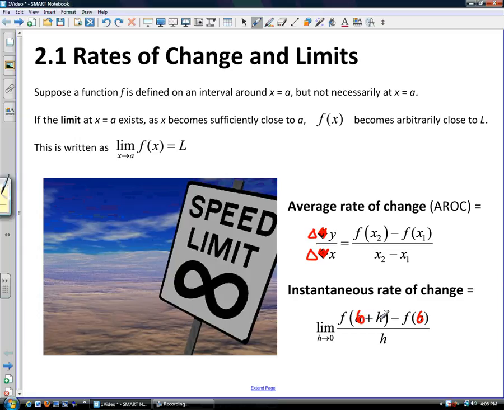And I'm using 6 plus h to represent the x value a little bit more than 6. So this is f of x2, which is our 6 plus h, minus x1, f of x1, which is f of 6, divided by, well, our change in time, which would be 6 plus h minus 6, and then the 6's cancel, just leaving me with h. So that's where this formula is coming from. And then I just want my h to be as small as possible, so that's where this limit as h goes to 0 comes from. Okay, so really it's just average rate of change. I'm just looking at 1 point instead of 2.